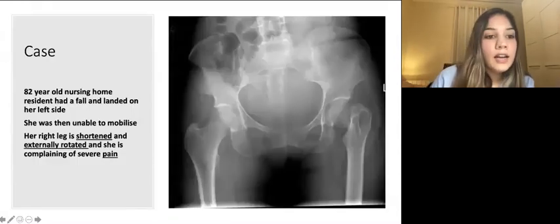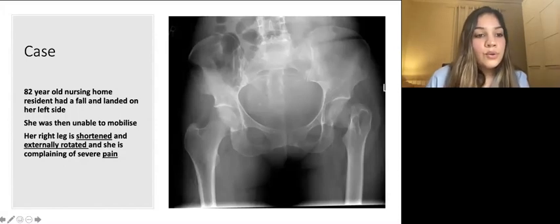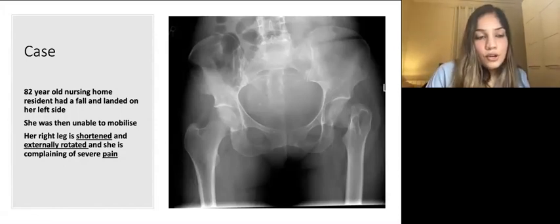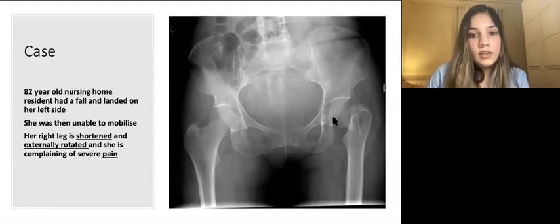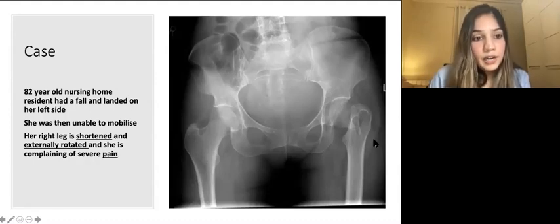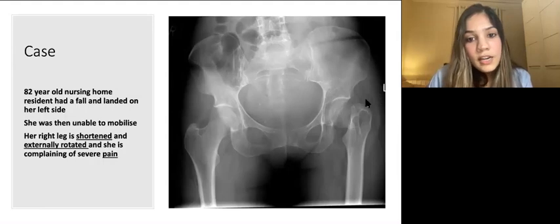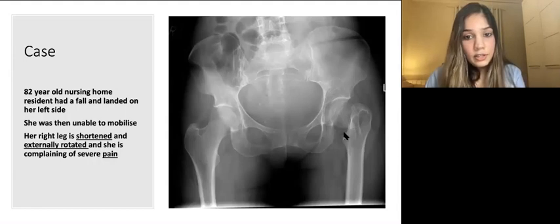So we'll just look at a case together. This is a typical story when you're in your orthopedics placement. An 82-year-old nursing home resident has a fall and lands on her left side. So we're looking over here. She was unable to mobilize, and the typical picture you'll get is the leg is shortened and externally rotated, and she's complaining of severe pain. Can anyone tell me whether this is intracapsular or extracapsular? And then the next question will be, is it displaced or not displaced?